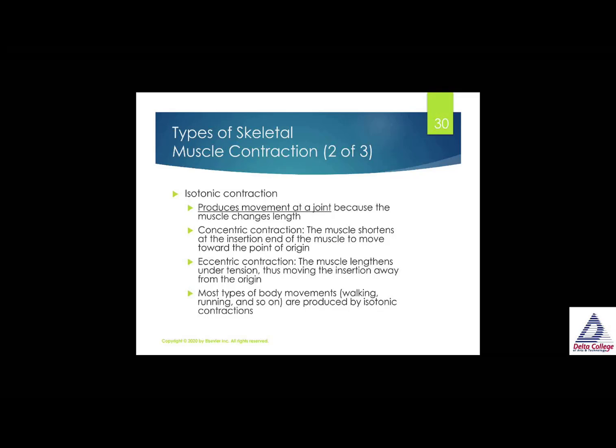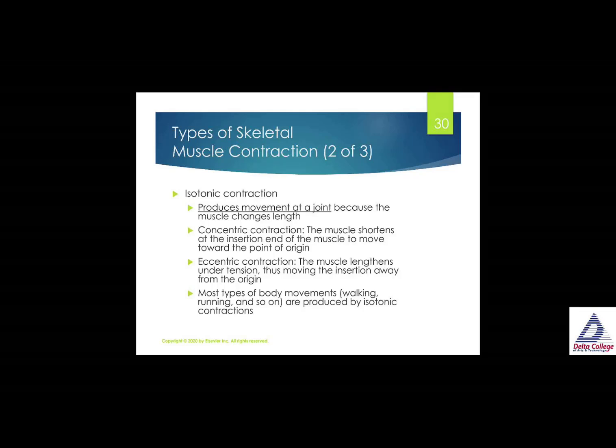Then we have something called isotonic contraction. This produces movement at a joint because the muscle changes length. Concentric contraction is where the muscle shortens at the insertion end of the muscle to move toward the point of origin. Eccentric contraction is when the muscle lengthens under tension, thus moving the insertion away from origin. Most types of body movements, such as walking, running, and so on, are produced by isotonic contractions.